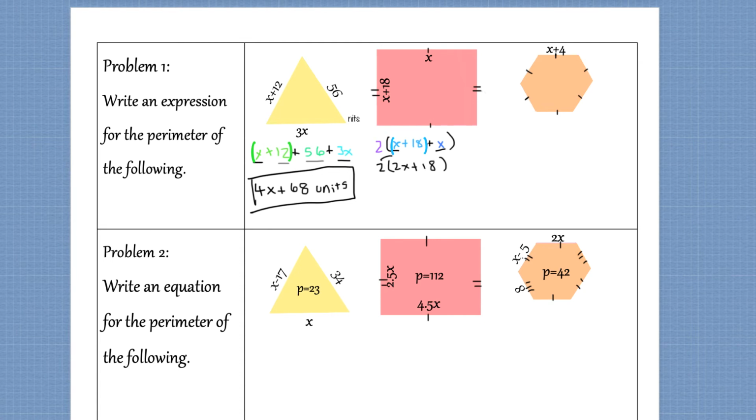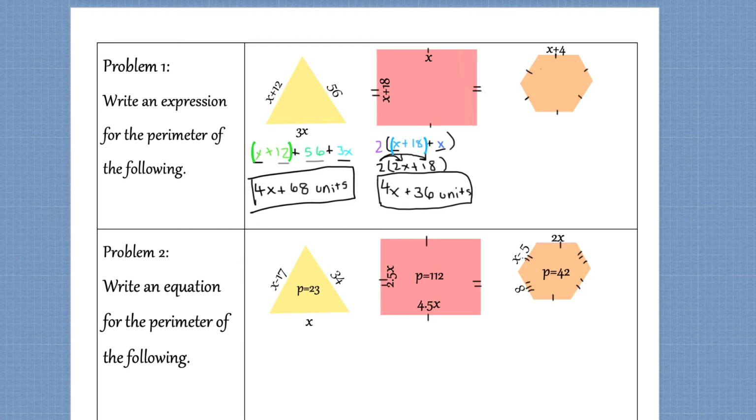And so 2 times 2x is equal to 4x, and 2 times 18 is equal to 36. And so 4x plus 36 would be our simplified expression for the perimeter of this rectangle. And again, there are no units of measurement specified for this, so we're just going to write units at the end. And so this would be our final answer for this rectangle.